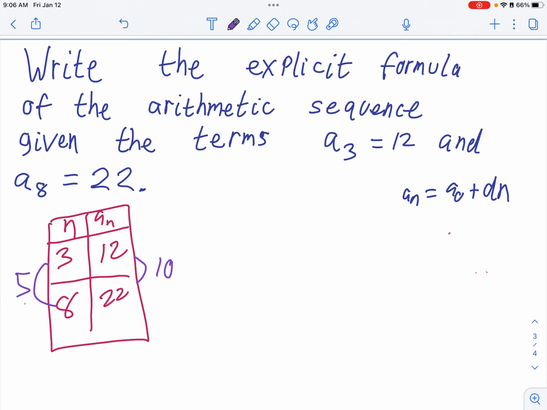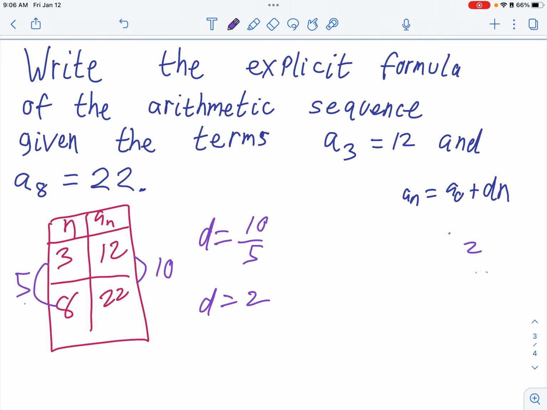At this time, you should have found the common difference. Check your work and compare it to mine. The a sub n change is 10. The n change is 5. That means my common difference is 2 because it is constant all the way through. It's the same distance between one to the next.